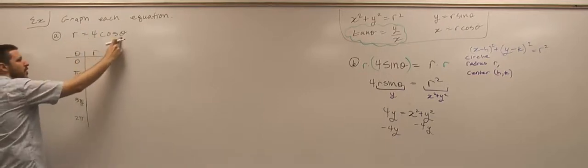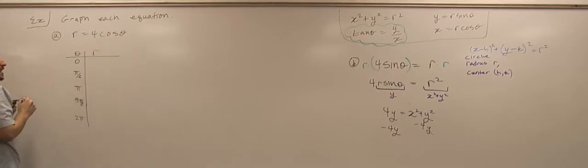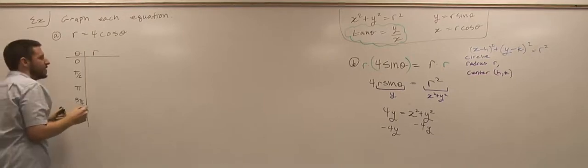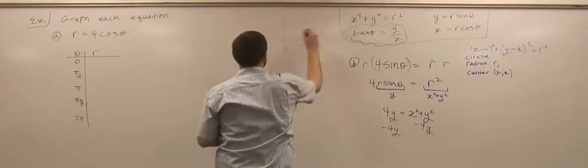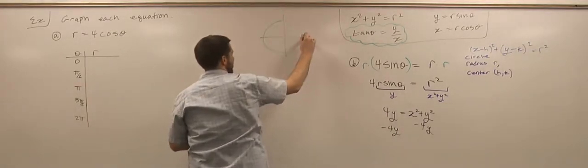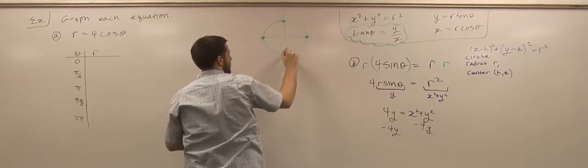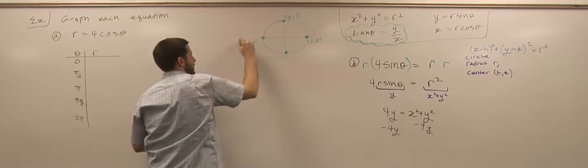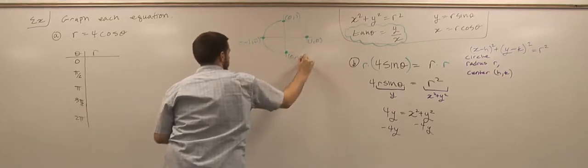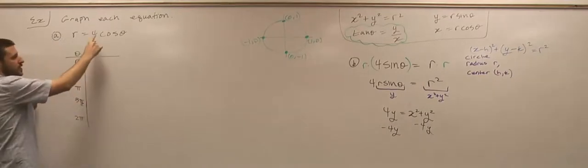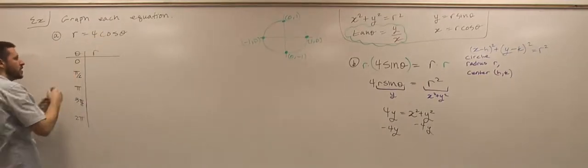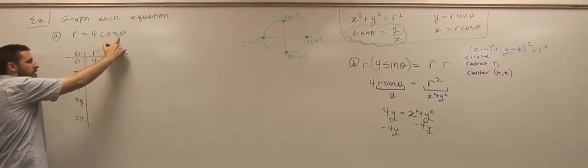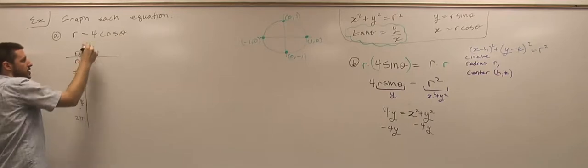So when theta is 0, what's cosine 0? No, 1. Cosine of 0 is 1. Oh, I guess we're going to need the unit circle here. We'll make our evaluation. So cosine of 0 is 1, but then I multiply it by 4, so this becomes 4. Cosine of pi over 2 is 0, so I multiply it by 4 and I get 0.